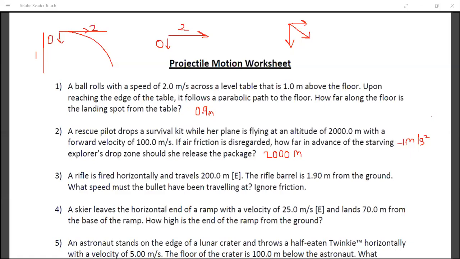Ahan, Ahan, you there? I'm not able to unmute you.